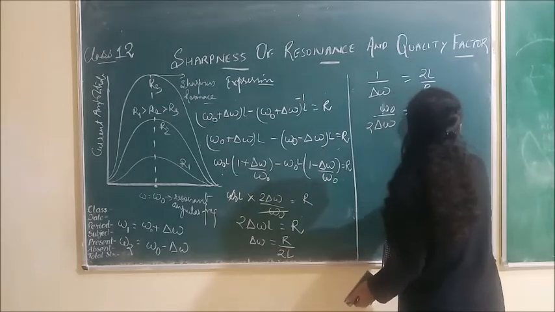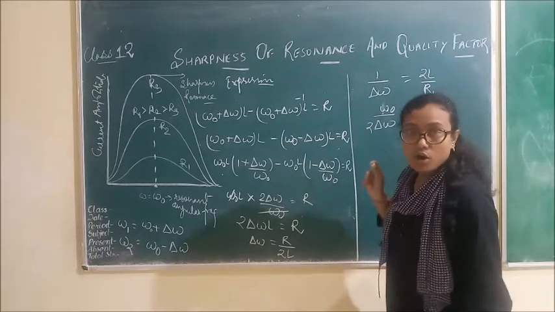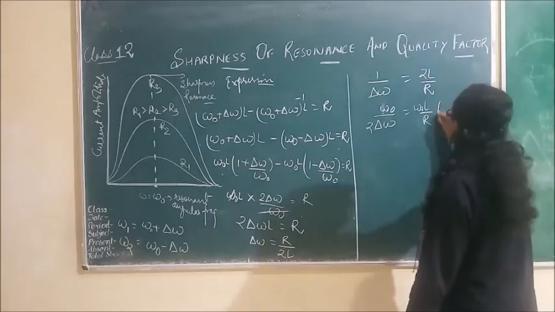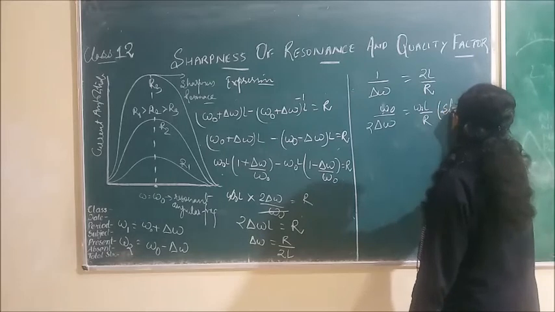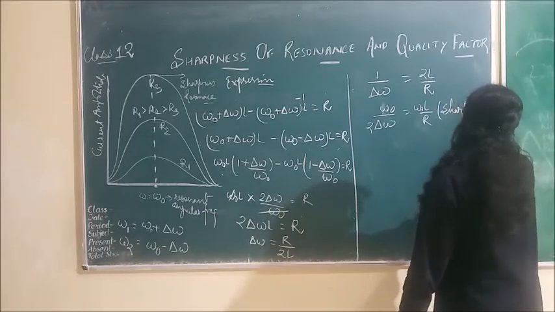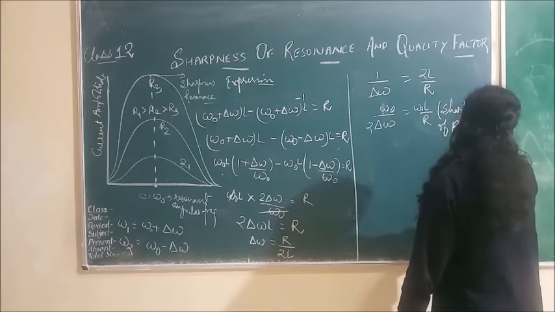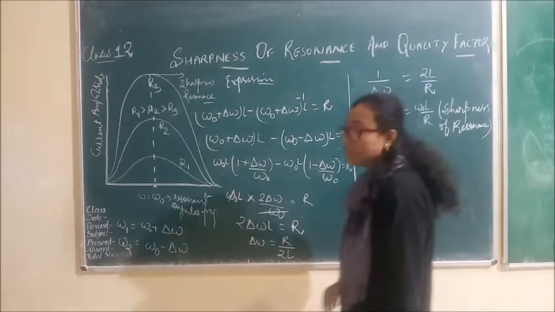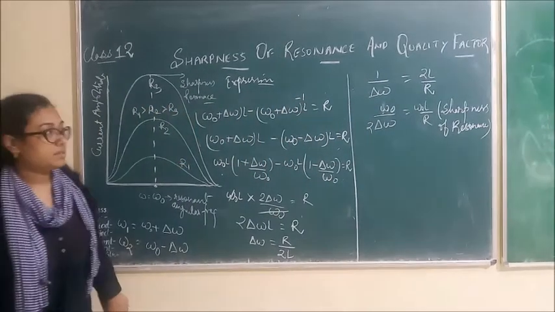Omega naught, omega naught. This is the value of sharpness. Okay, this is the value of sharpness of resonance. I got the value, sharpness of resonance. This value shows the sharpness of resonance. Clear student? Omega naught L by R is the value of sharpness of resonance.